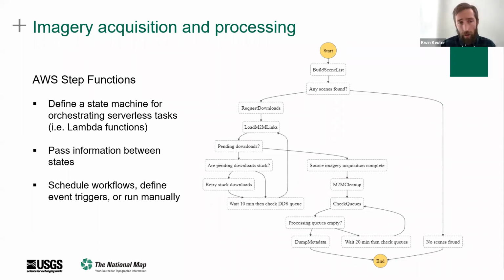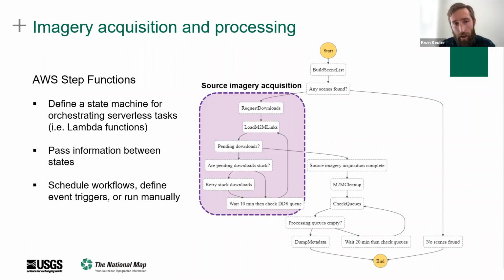Step Functions are a really great resource for serverless task orchestration. You can pass information between states, so the output of one function execution can go to the next function, and it can make a decision about what do I need to do next? You can also schedule these workflows, where you could define certain events that would trigger them, or you could just run them manually.